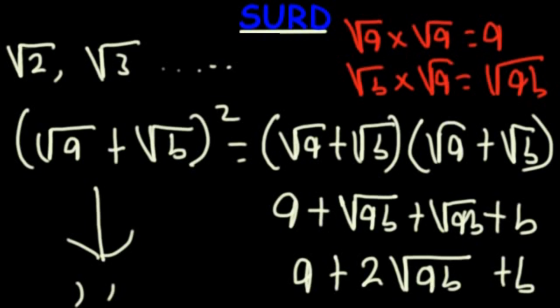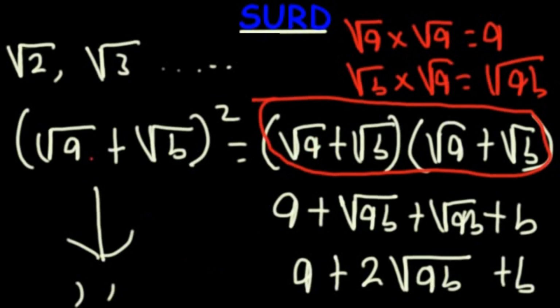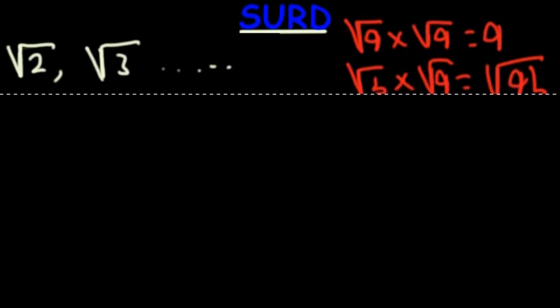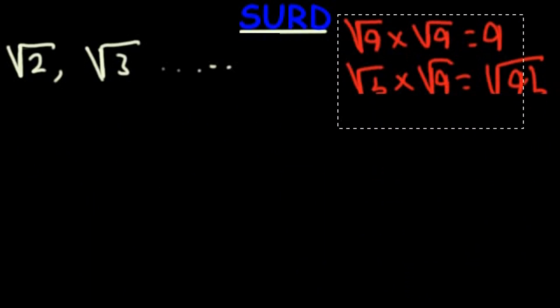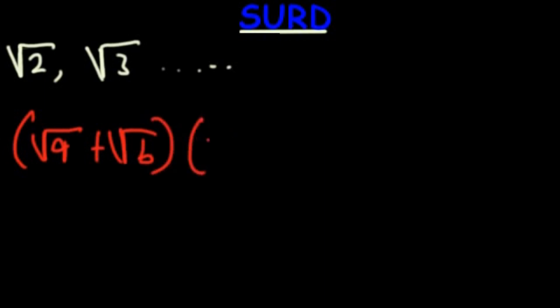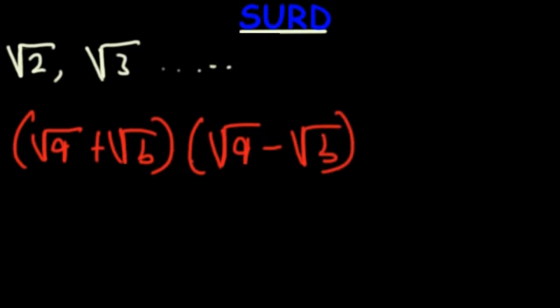Now, what if we are having something like this expression over here, but with a different sign? What am I saying? Let me write it so that you can understand better. What I'm saying in essence is, what if you have an expression like this? Square root of a plus square root of b, then multiply by square root of a minus square root of b. Now, how can we simplify it? Okay, we are still going to do the same step we did, but the result will be different.